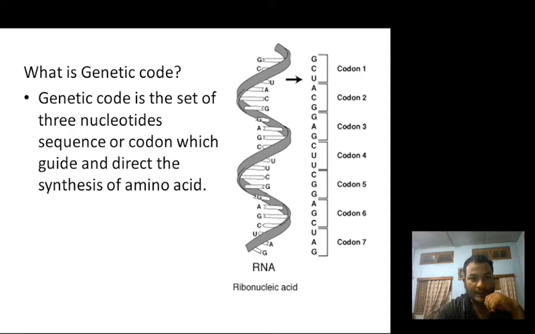Let's see. So what is genetic code? Genetic code is nothing but a set of three nucleotide sequence, or generally we call it a codon, which guides and directs the synthesis of amino acids. So it is nothing but a set of three letters, which is responsible for three nucleotides.